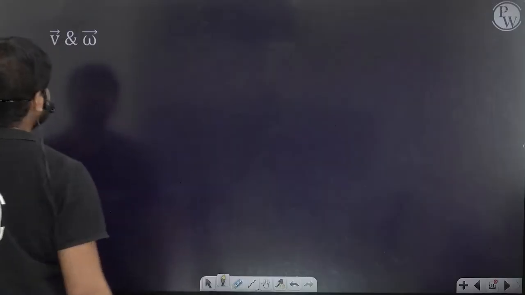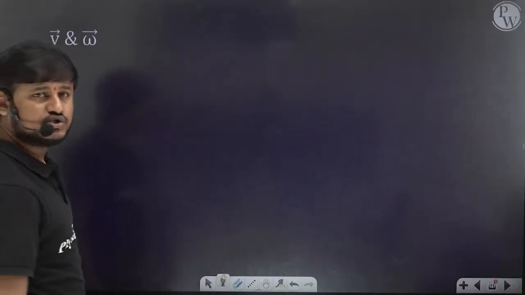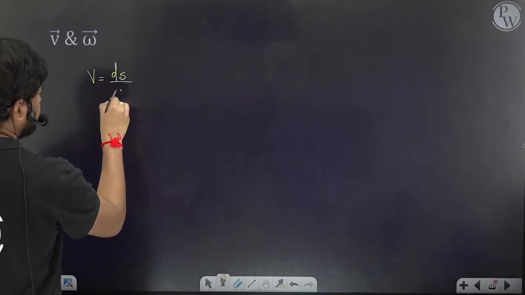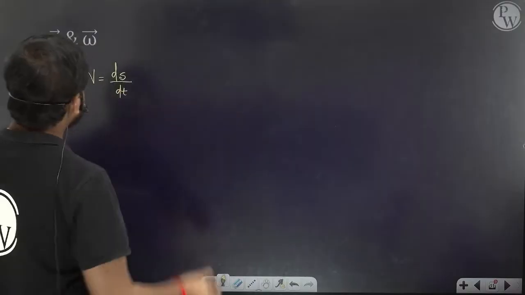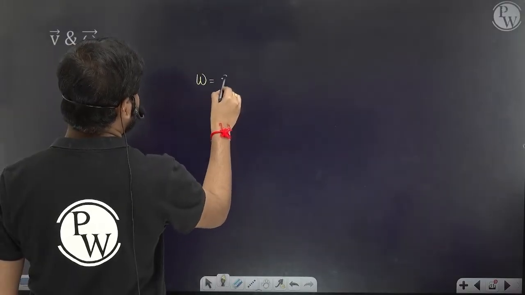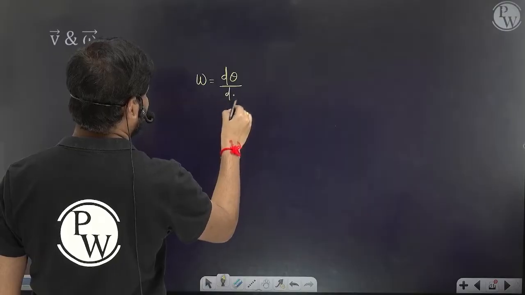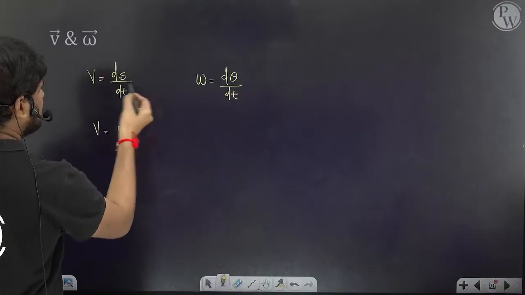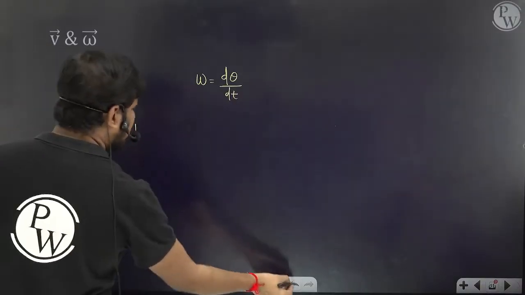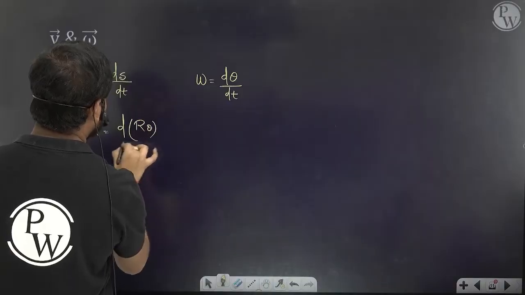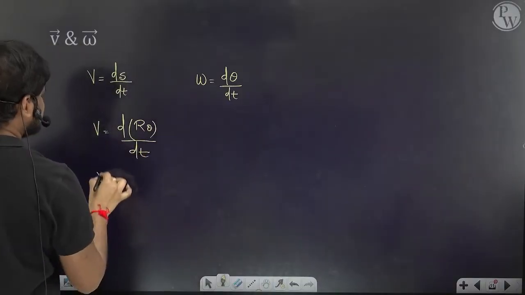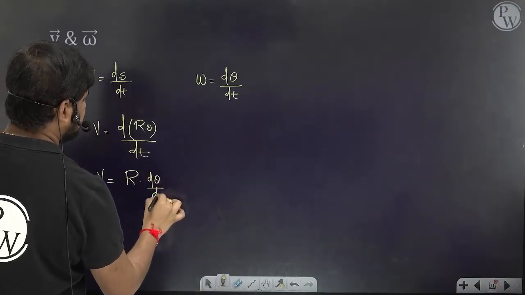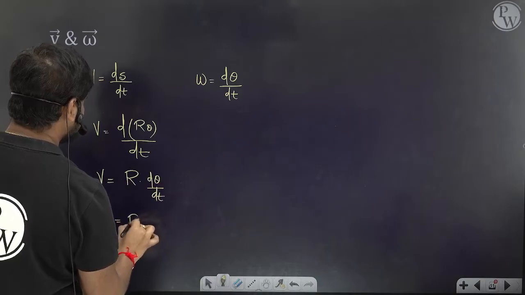Now, what is the relation between V and omega? We know that V equals ds by dt, and omega equals d theta by dt. From here, in place of s we write r theta. The radius is a constant, so it comes out. So V equals r times d theta by dt.